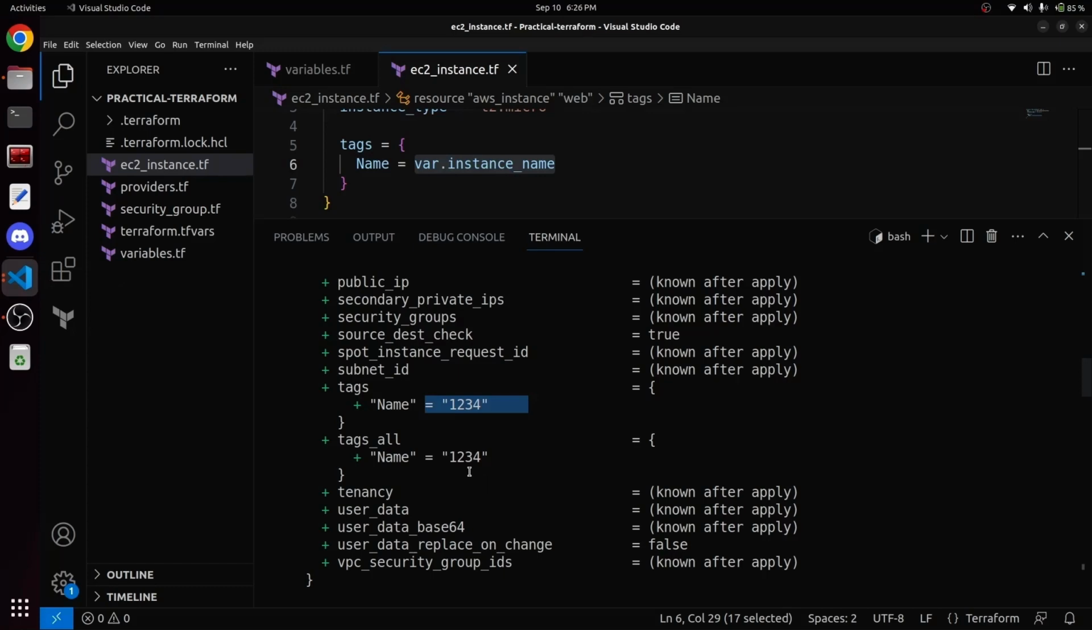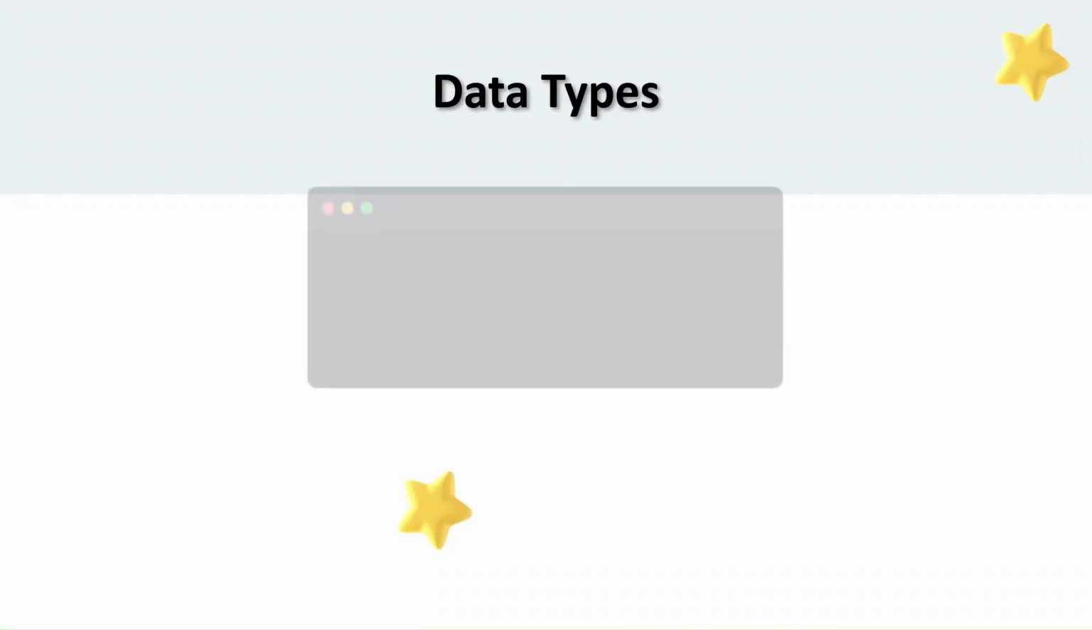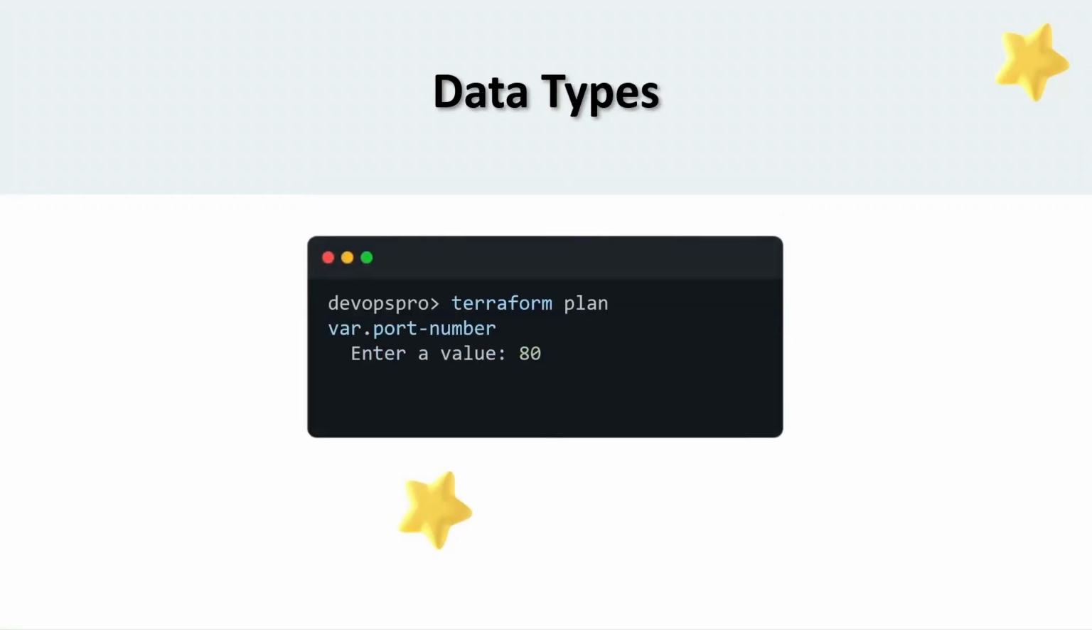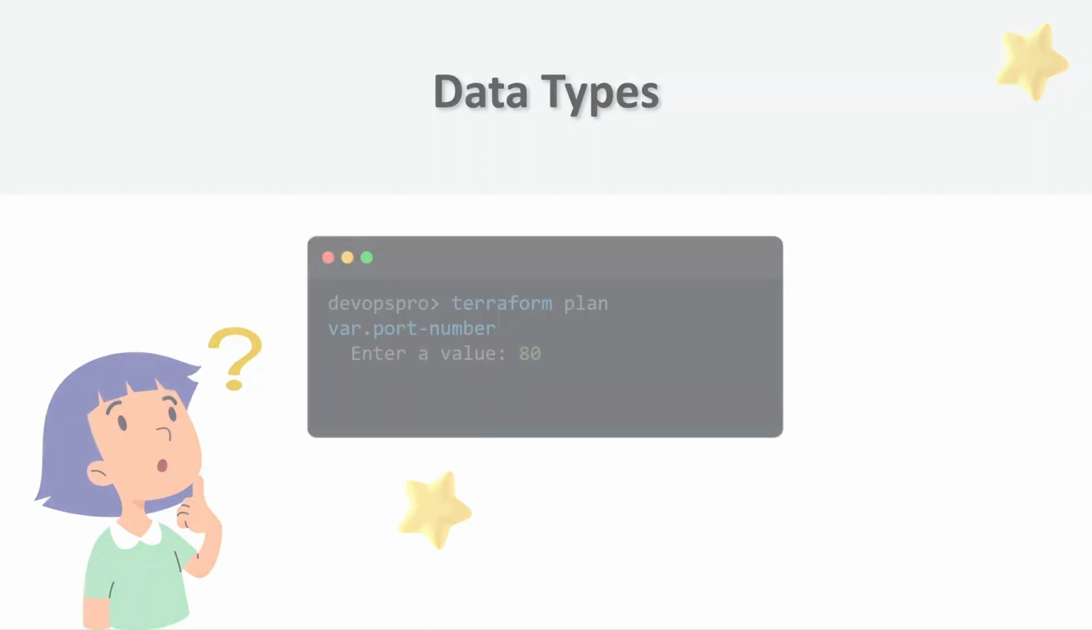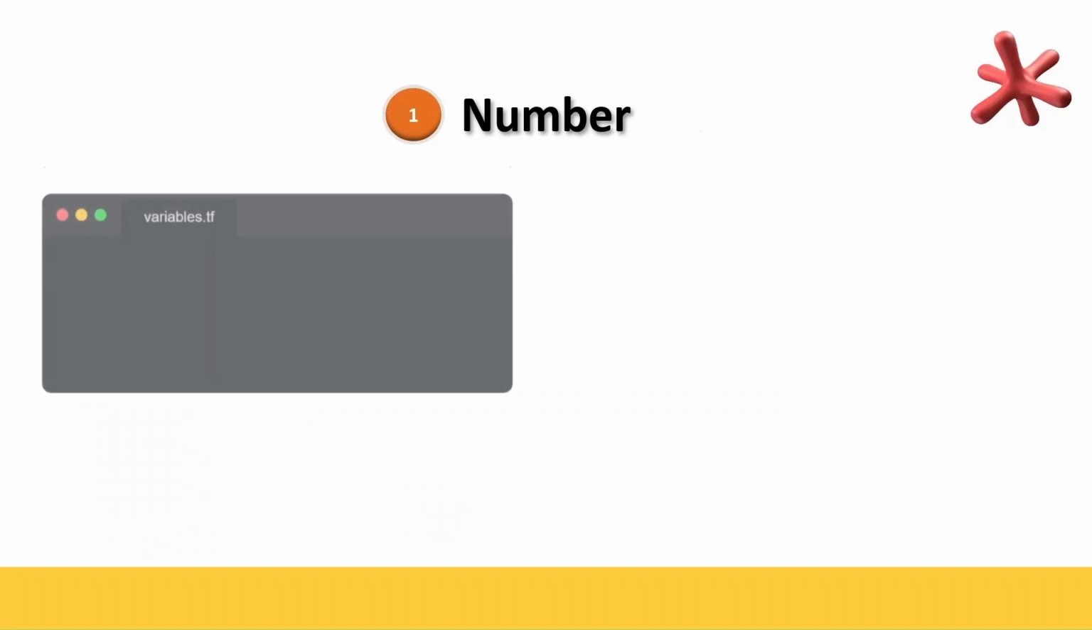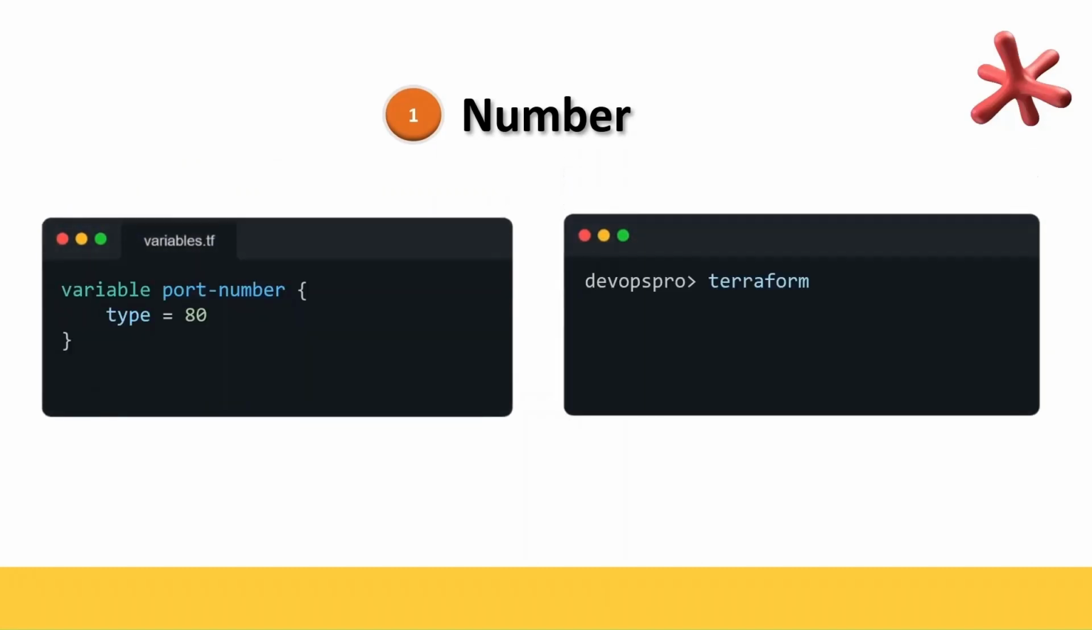First, let's understand what data types mean. Data types refer to the kind of data we are expecting from the user as input. There are different types of data types. The first one is number. In the number data type, we expect the user to provide a numerical value as input.